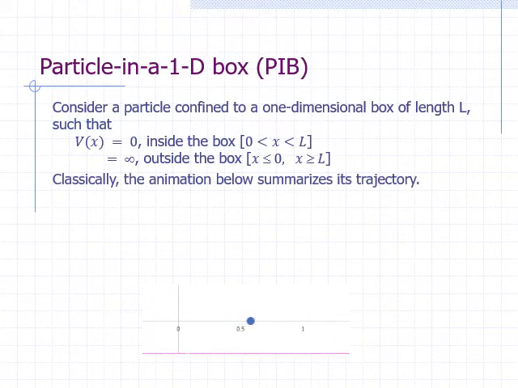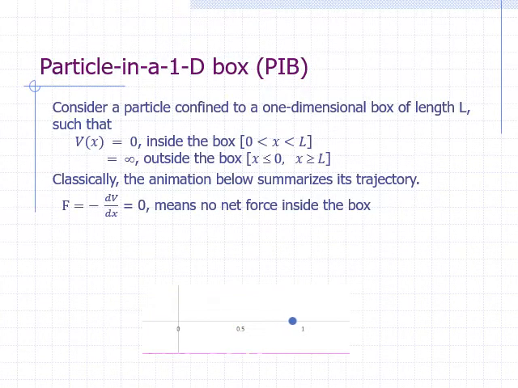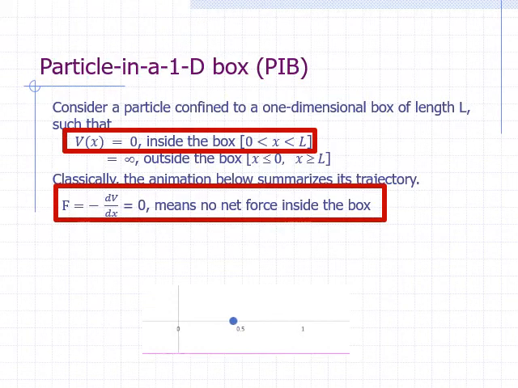Classically, the animation below summarizes the particle's trajectory. The derivative of the potential energy tells us how the net force acting on the particle depends on its location. In this particular case, since the potential energy is constant, the force is 0 everywhere inside the box. The potential energy is constant inside the box. The derivative of a constant is 0.